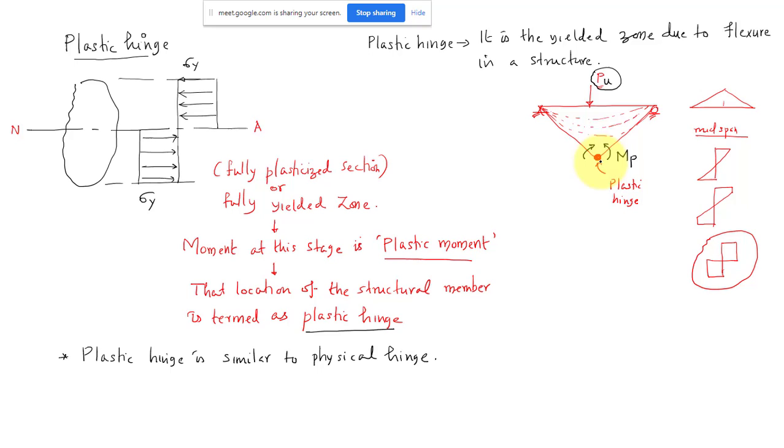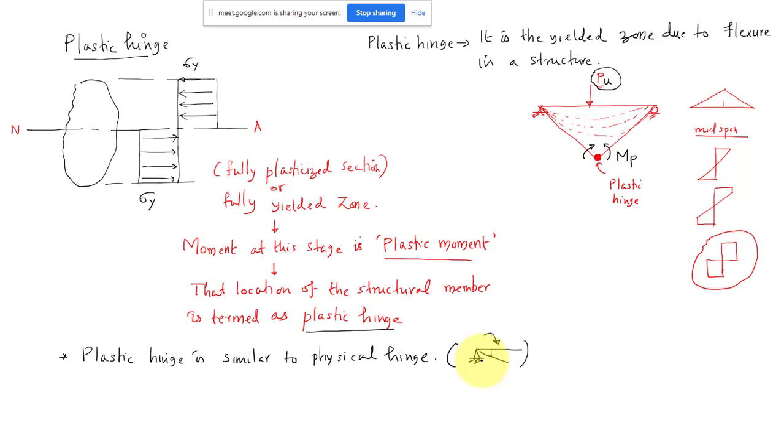Once the plastic hinge has been formed, it will not resist any further load. If you apply load beyond that point, it will act like a hinge only, like your physical hinge. Like a hinge support. What is the specialty of this hinge support? It will not have any resistance against rotation. If you apply some moment, it will just rotate. It will keep on rotating. It has no resistance against rotation.